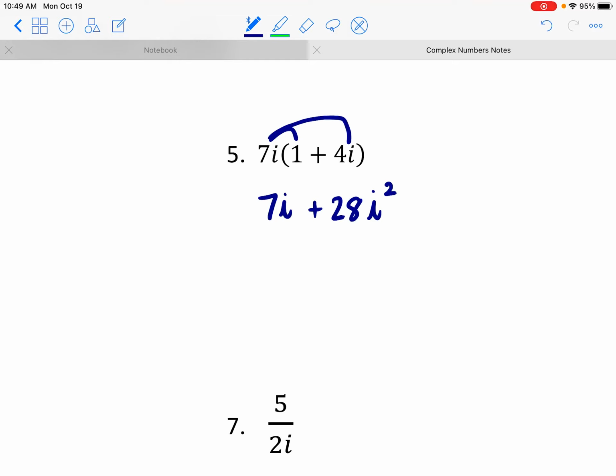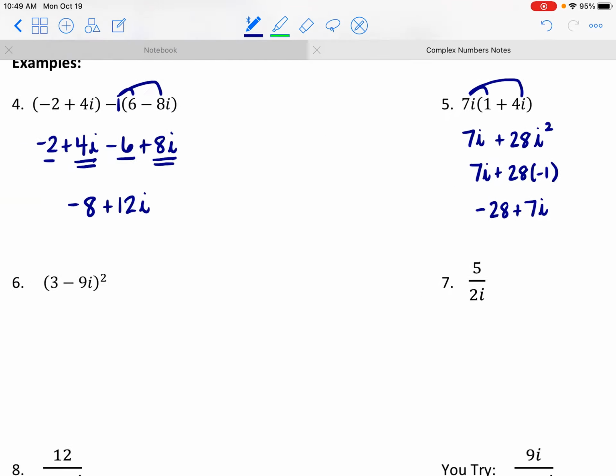We just got to be careful if we see that i squared, because it's defined for us, we want to replace i squared. So anytime we see i squared, we're going to replace it with what it's defined as, which was a negative 1. So this is going to be 7i plus 28 times, instead of i squared, negative 1, which makes it a negative 28. And to make this standard form, we're going to put that negative 28 first, followed by the positive 7i.